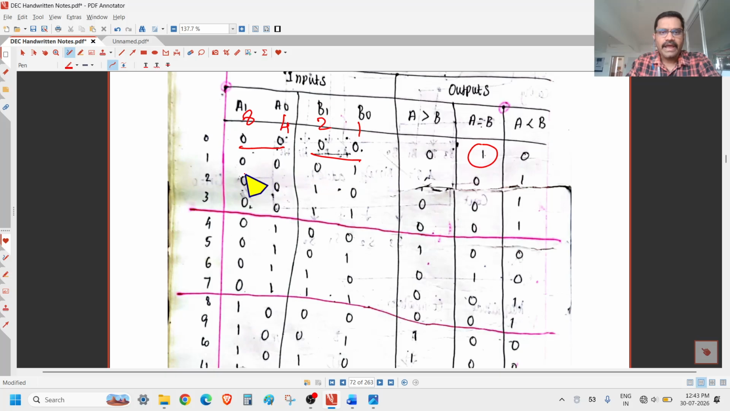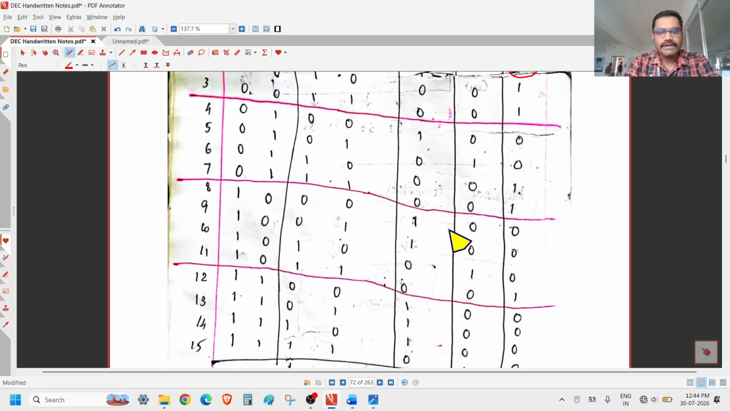That's all, right? And you just compare the next input, 0 0 and 0 1. So compared to 0 0, 0 1 has the highest priority, that is, the highest magnitude. So that means B is bigger than A. So that means A less than B, you have to put 1, and the remaining two you have to put 0. So likewise you have to complete the truth table.